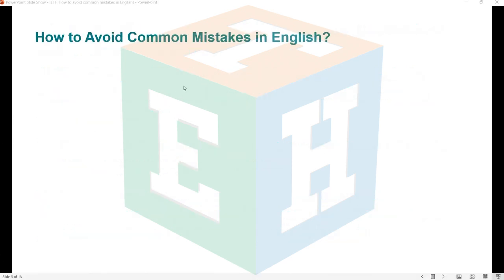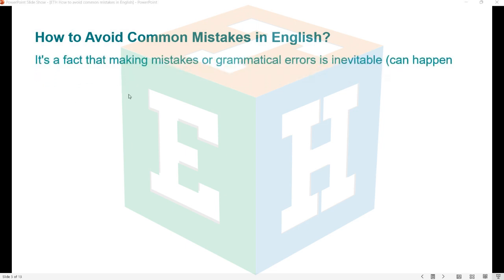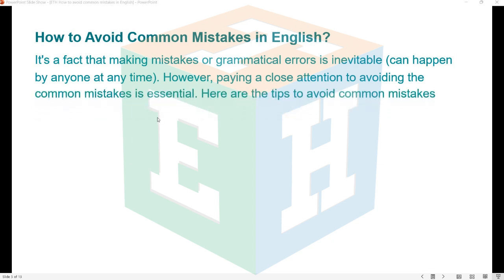How to avoid common mistakes in English? It's a fact that making mistakes or grammatical errors is inevitable and can happen to anyone at any time. However, paying close attention to avoiding the common mistakes is essential. Here are the tips to avoid common mistakes and errors in spoken and written English.